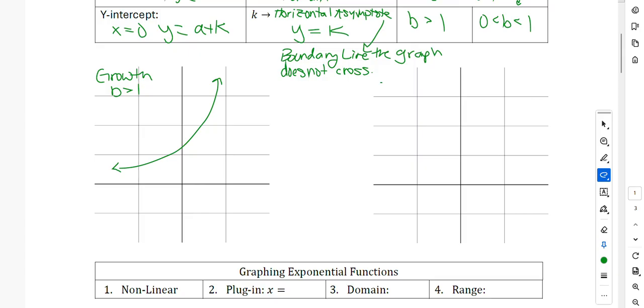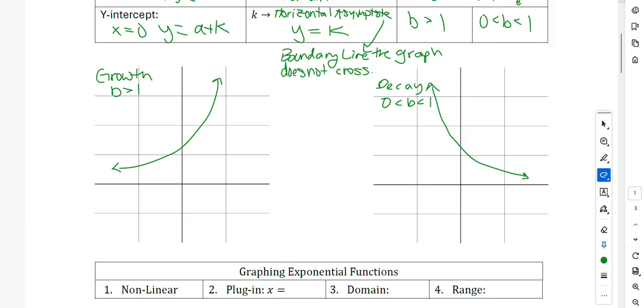Decay, where b is between 0 and 1, it flips. So it looks like that. It's decaying. The values are getting smaller. What is important to recognize here as well is that it has to be a special scenario for there to be negative values.